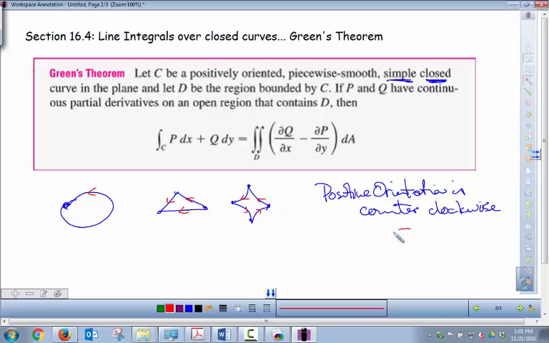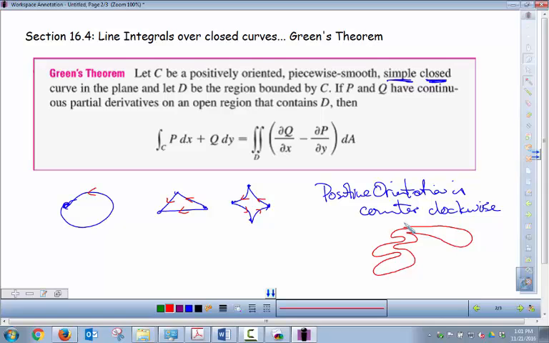And for something that's a little bit more difficult to identify, it still should be able to figure out which way the counterclockwise direction should go, right? As long as you know what the area is on the inside. So closed curve says you have an inside and an outside area.